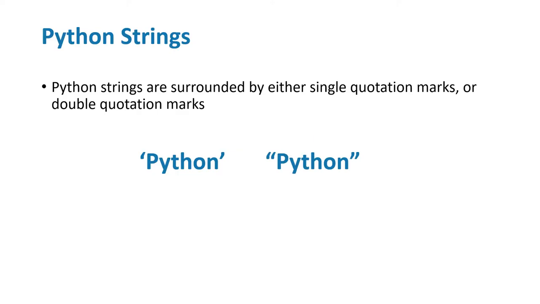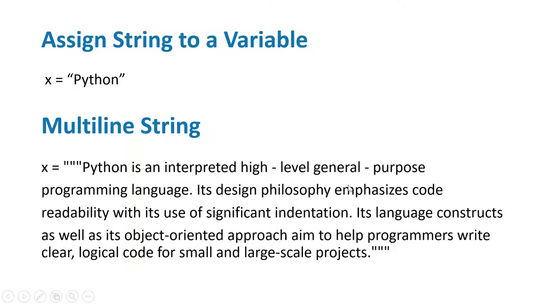Whenever a character or a word is enclosed within single or double quotes, that's what we call a string in Python. As I've shown in the example here, the word Python is enclosed within single quotes. This is an example of a string, or you can enclose it within double quotes as well. This is a basic example of a string. Now let's speak about the different ways of working with strings.